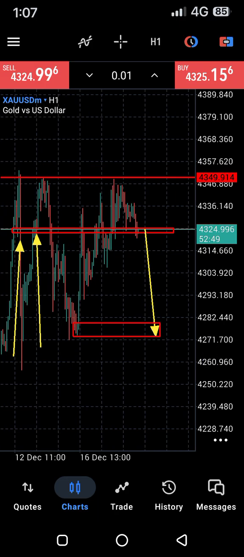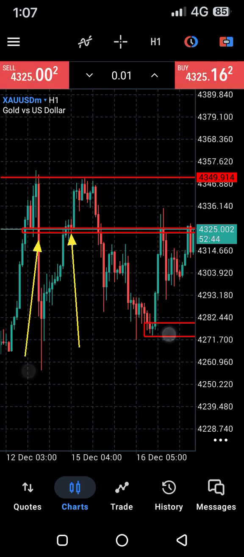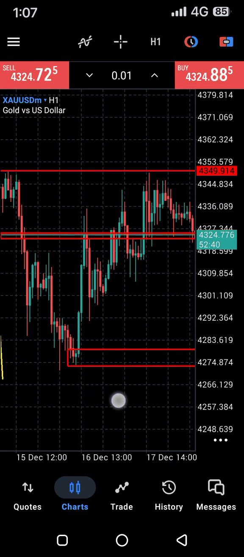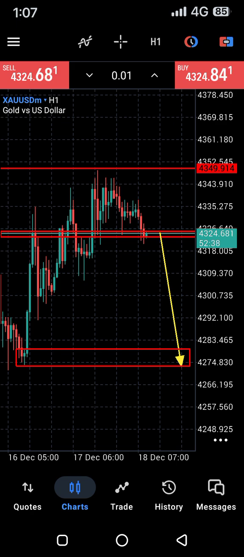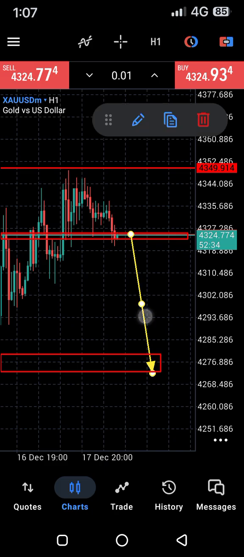So for gold, currently that's the structure that I'm looking for. If price manages to go underneath that level over there, then I will know that price is now starting to become bearish, and I'll take my entries for sales. But for now, we see that price is consolidating, making moves, and then reconsolidating.